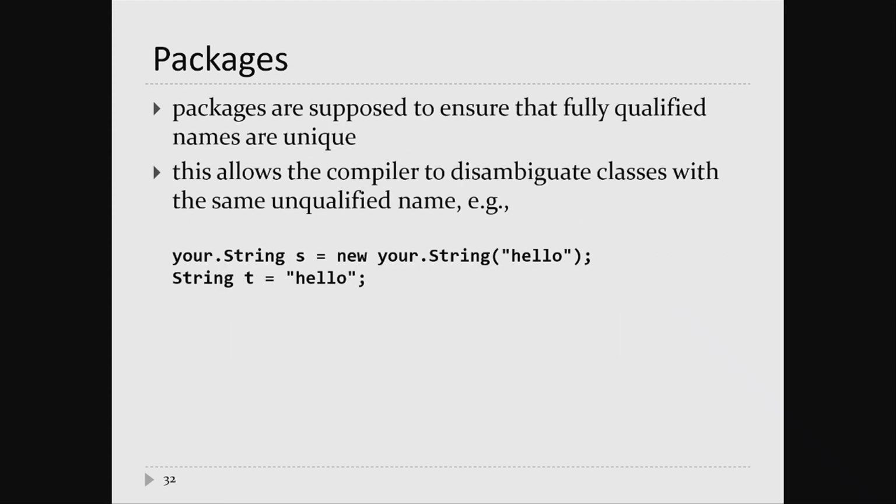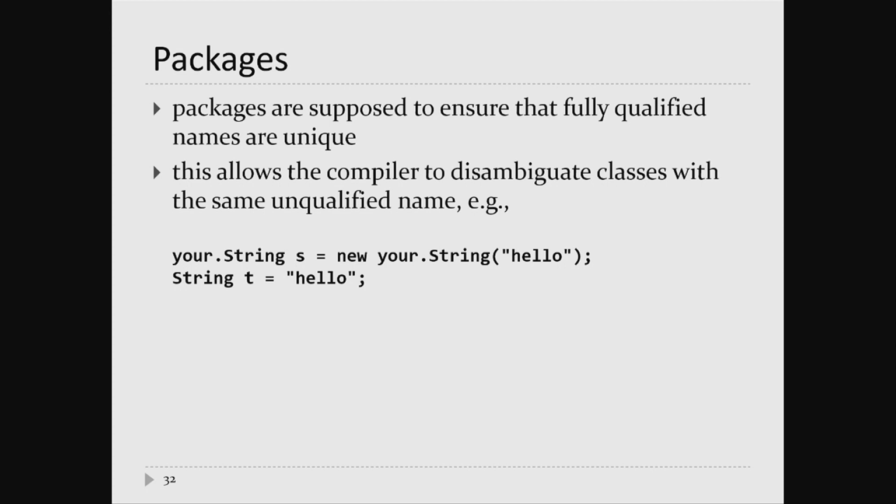Now, why are we going to all this trouble? It's because you need to ensure that fully qualified names are unique in your program. You cannot have two fully qualified names that are the same in your program. The reason you can't have two of the same fully qualified name is because the compiler needs to figure out exactly which class you mean when you say something. So for example, if you just say String, you get java.lang.String in Java.